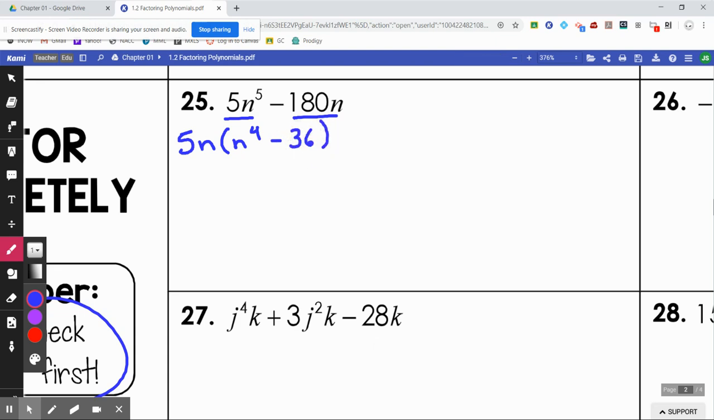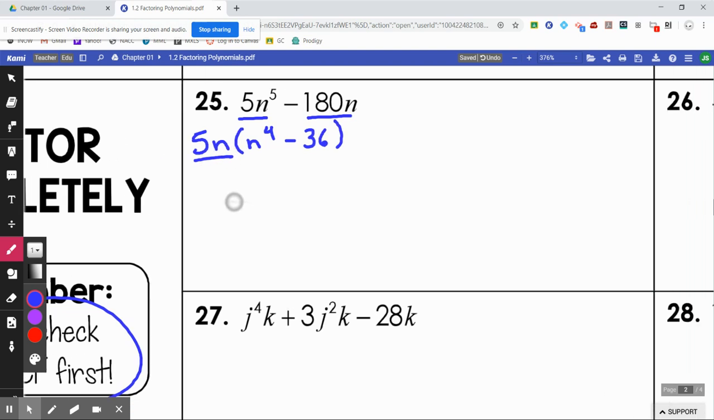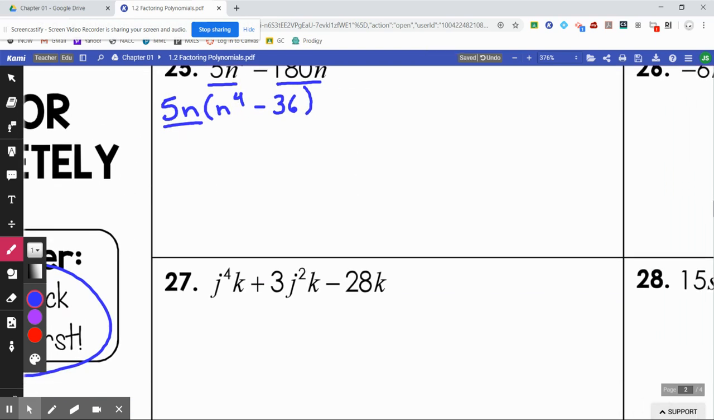Then you say, okay, what can I do now? This is done. 5n will not go any further, so now we look at the stuff inside. It has two terms. So let's see, okay, is it difference of squares? Is it sum of cubes? Is it difference of cubes? And it's going to be difference of squares. So difference of squares factors into conjugates. Plus, minus. N squared times n squared gives you n to the fourth. Positive 6 and negative 6 gives you the 36.